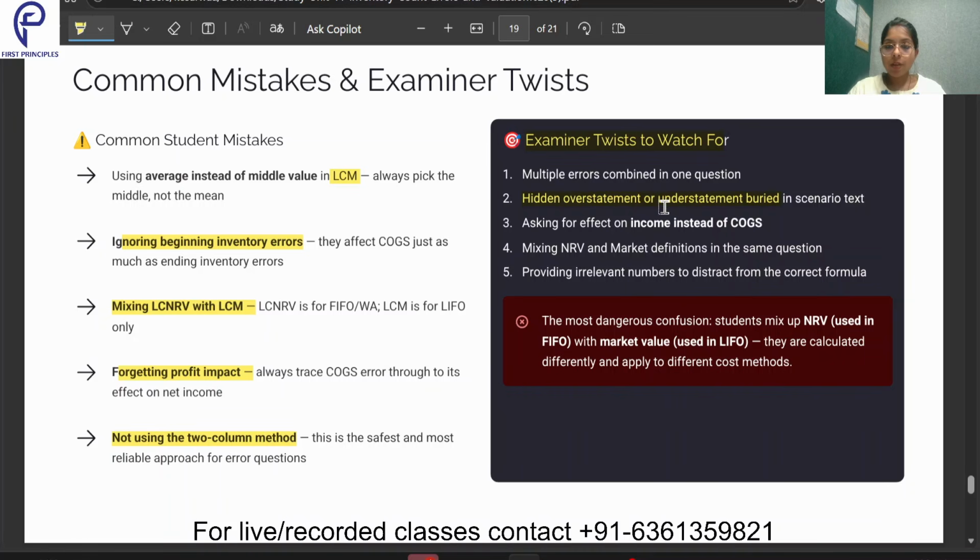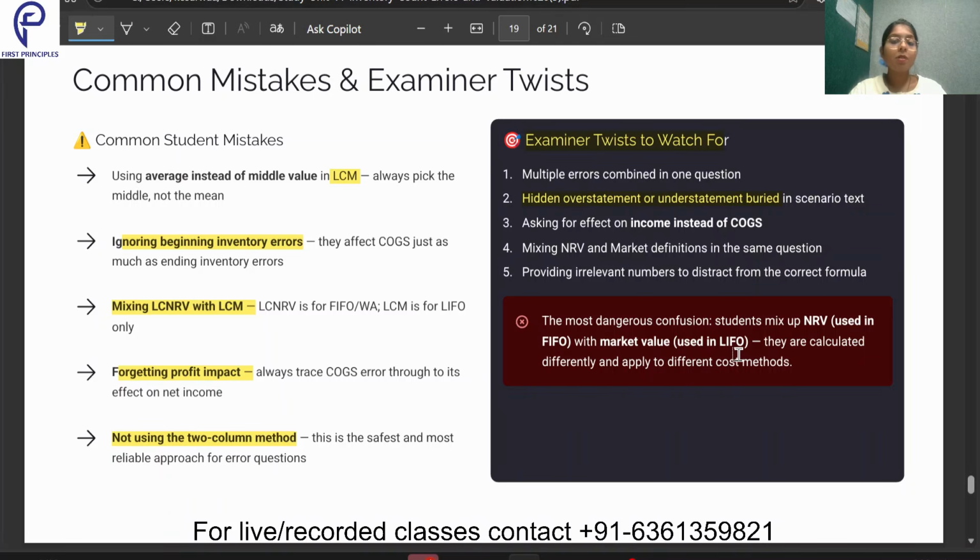Then asking for the effect on income instead of COGS. They will ask what will be the effect on my net income rather than what will be the impact on my cost of goods sold. Then mixing NRV and market definition in the same question. Net realizable value is different from the market value. Please remember this, guys. Then providing irrelevant numbers to distract from the correct formula.